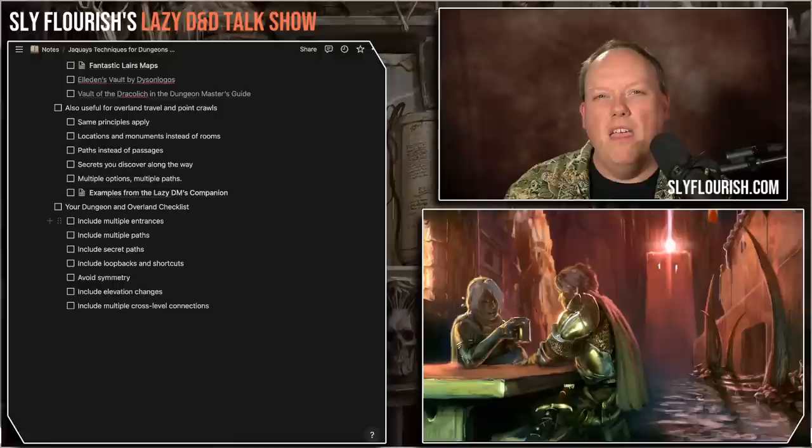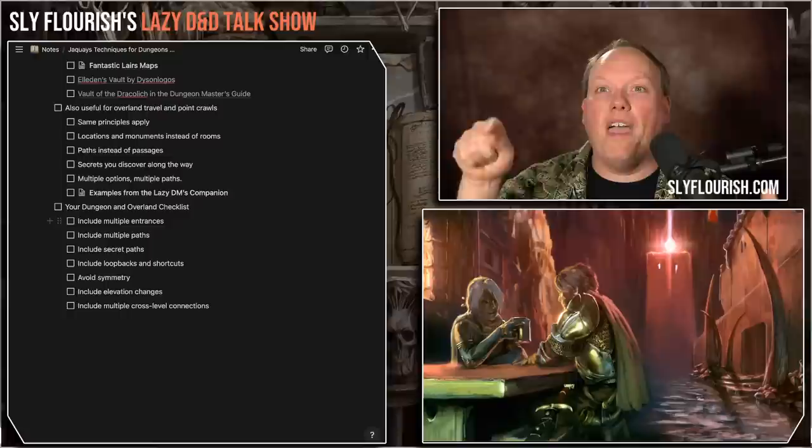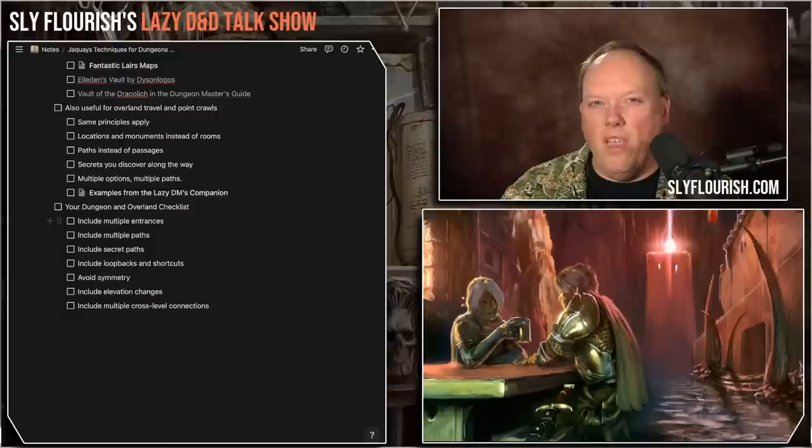And that includes, are there multiple entrances? Are there multiple paths they can take? Are there good, meaningful decisions about taking one path over the other? Does it have secret paths? Are there ways to crack the dungeon? Are there ways to sort of get past it and get a one-up on the people who actually operate this dungeon by taking these secret paths? Are there loopbacks? Once you get to a place, can you see that there's another passage, and can you start to understand how the dungeon works by realizing, oh, that goes back to where we were before, that idea of loopbacks and shortcuts? And make sure that it's not too symmetrical.